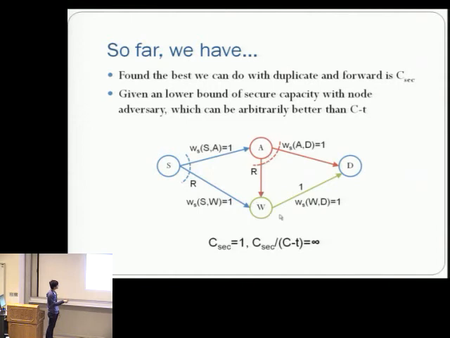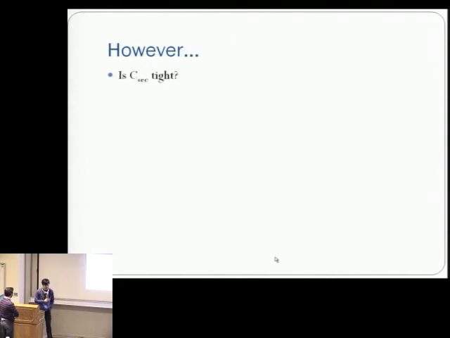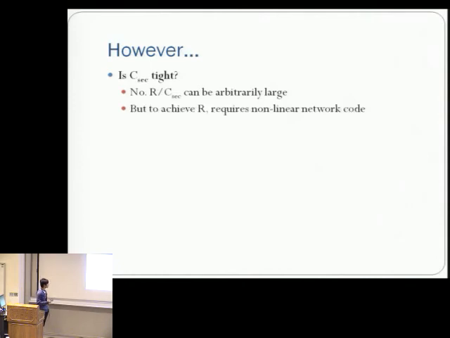They just broadcast that, and then, right. Oh, it's one actually. It's 1 for duplicate and forward. The exact is 1, and since C minus T is 0, it's arbitrarily larger than C minus T. However, is CSEC tight with general nonlinear network codes? It's not. R over C can be arbitrarily large because R can be any number greater than 1. But to achieve R, it requires a nonlinear network code.